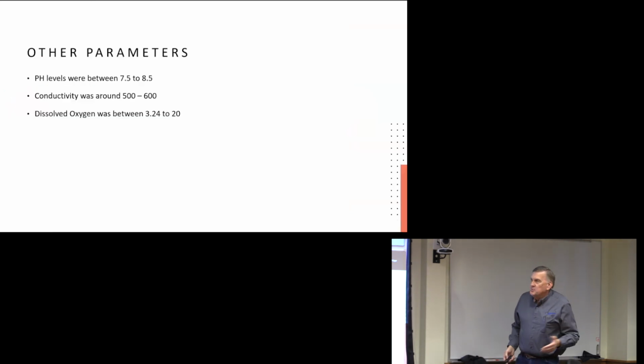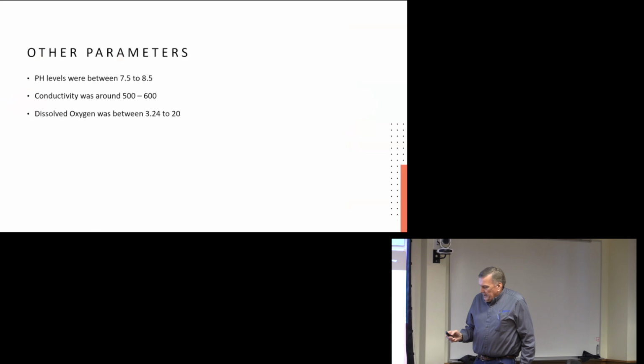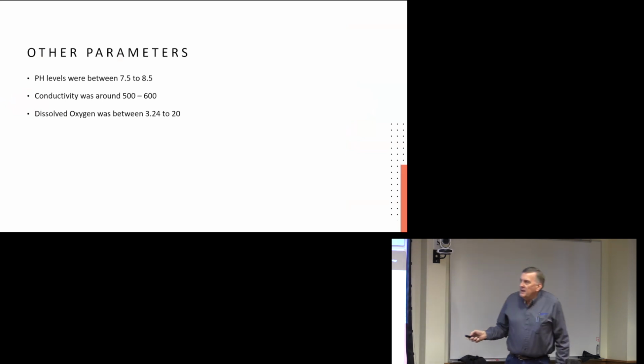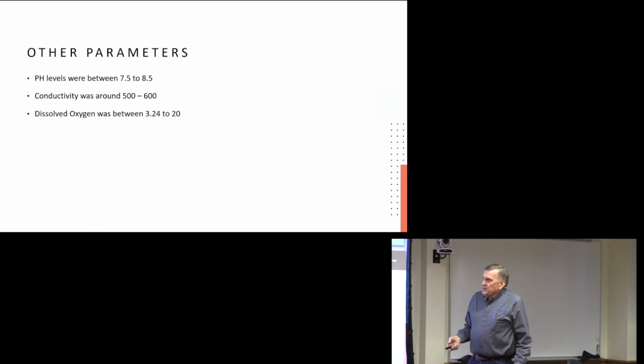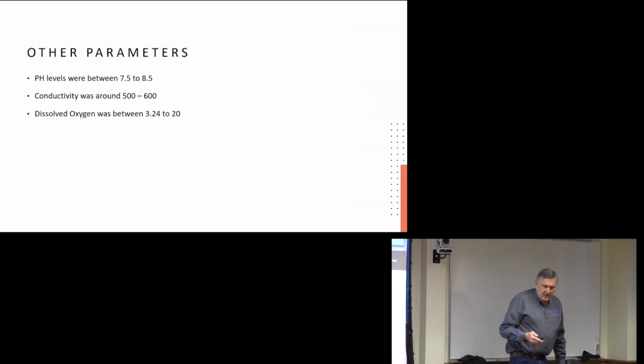So other parameters we did take at the same time. We always look at whether dissolved oxygen is an issue maybe in an area. Conductivity is around 500 to 600, pH is 7.85. So none of that really stood out as another contributing factor, in my opinion.